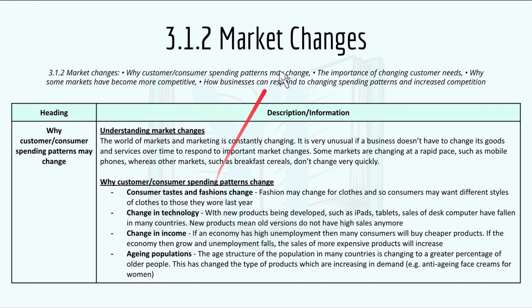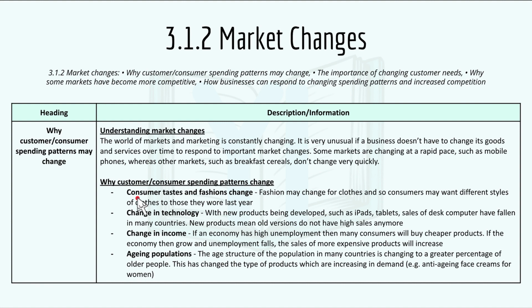Then we have 3.1.2, market changes. So here's why customer or consumer spending patterns may change. To understand market changes, the world of markets and marketing is constantly changing, and it is very unusual if a business doesn't have to change its goods and services over time to respond to important market changes. Some markets are changing at a rapid pace, such as mobile phones, whereas other markets like breakfast cereals don't change very quickly. And here's why customer or consumer spending patterns change.